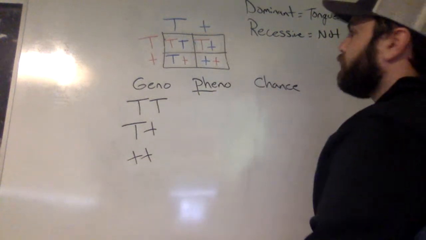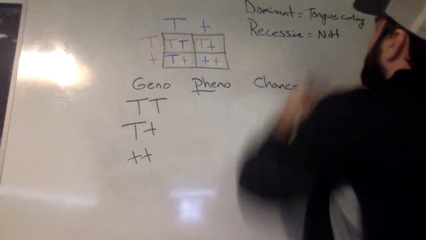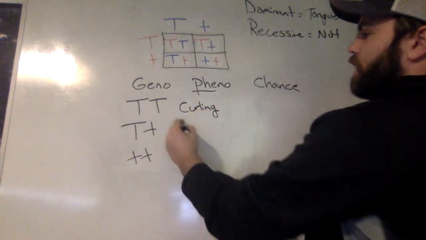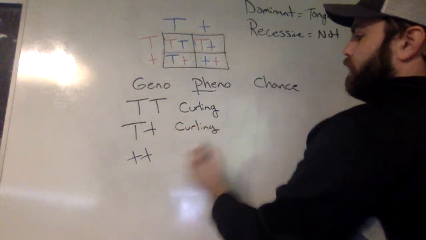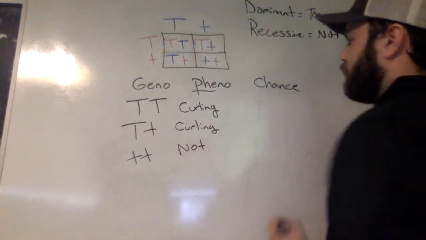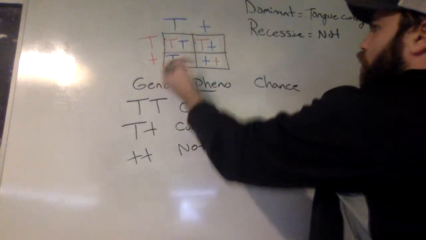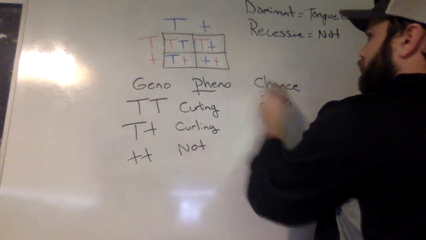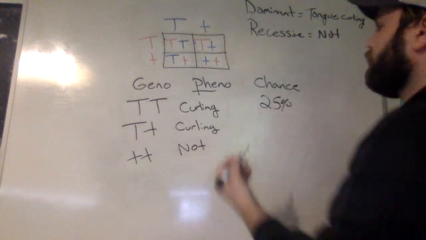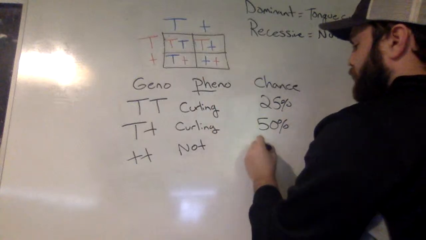Now we're playing the phenotype, right? We got to see what we're doing. So two capital T's, that's the tongue curling. We go capital T, lowercase t, that's also curling. And then we have two lowercase t's, so that is, you can't do it. Not curling. So let's see the chances. So we have two capital T's, and that's the only one, so it's going to be 25%. We got a capital and a lowercase 2 times. Remember, they're 25% each, so it's going to be 50%. And then the last one, we got two lowercases.